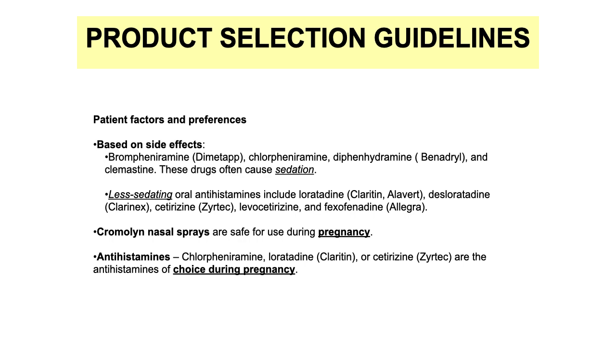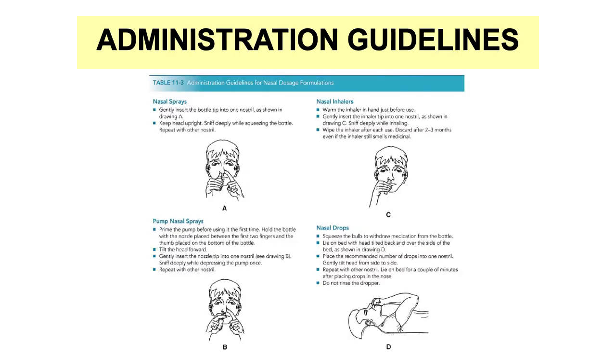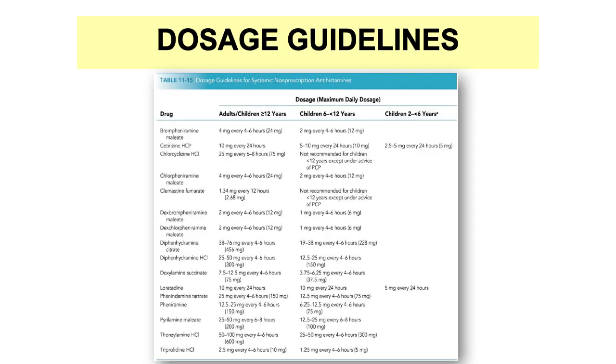Now, what about, class, pregnant women with allergic rhinitis? Cromolyn nasal sprays, class, have been shown to be safe for use in pregnancy. So antihistamines such as chlorpheniramine, loratadine, or cetirizine are the antihistamines of choice during pregnancy. So another one, class, would be the use of nasal sprays. So we've already explained this. Okay, let's proceed na lang here. And here are some of the medications that can be used, anti-allergies, usually these are antihistamines, that can be used for allergic rhinitis. So again, I leave this to you guys to study on.